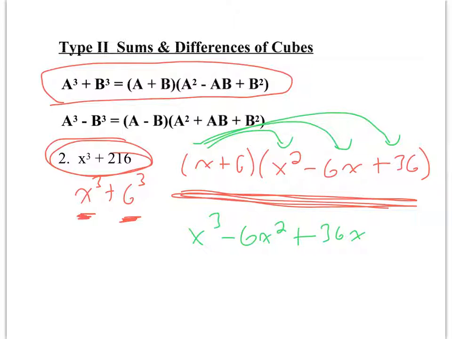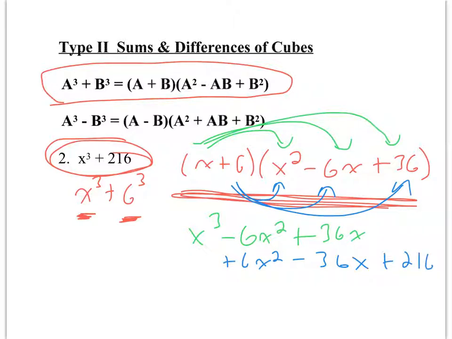Down here at the bottom now, we'll do this in blue. 6 times x squared is plus 6x squared. 6 times negative 6x is negative 36x. And 6 times positive 36 is positive 216. We can see what happens once again to our middle terms. They go away, kind of like what the girls used to say to me, but any which way, they go away, and I'm left with x to the third plus 216.